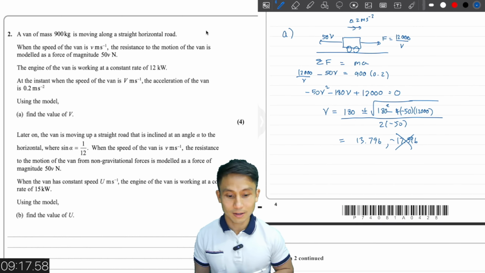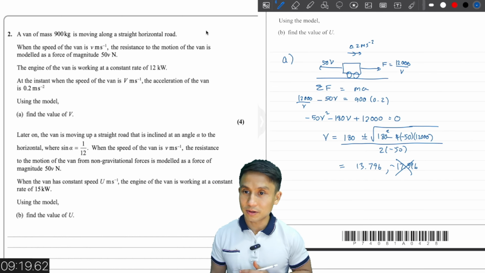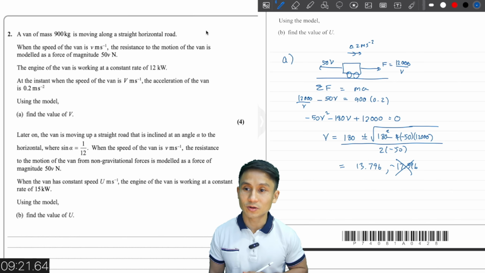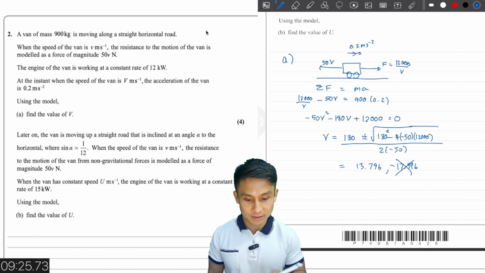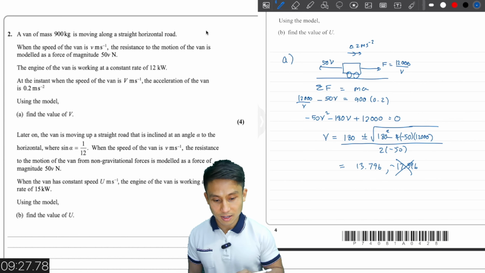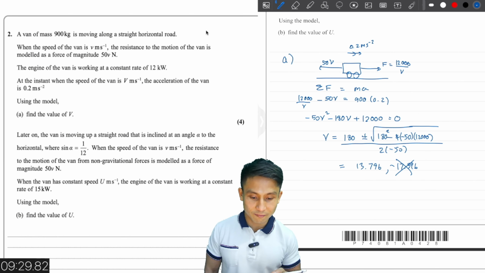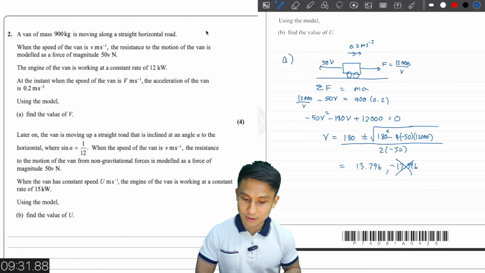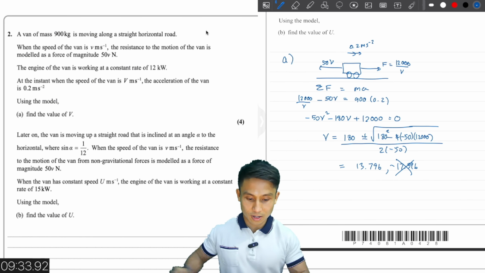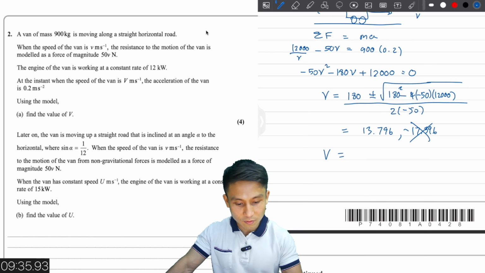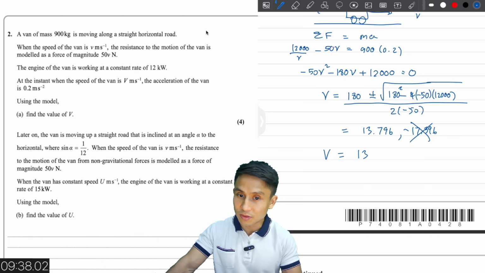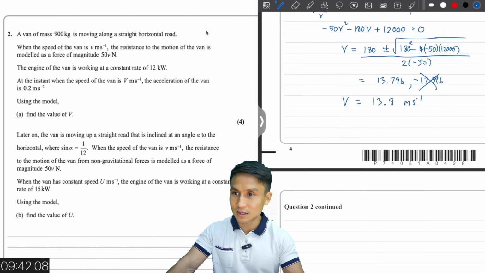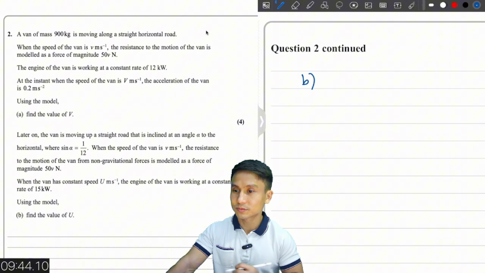Okay, let me just check all the math again just in case, you never know, but I think I'm okay with the physics there. And then the math here, multiplying v out, just double checking. Yep, so I'm fine with that. So v equals 13.796, to 3 significant figures that's 13.8 meters per second. Yeah, that's part A done.